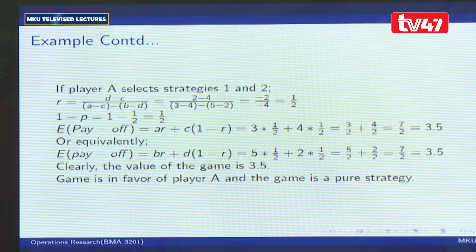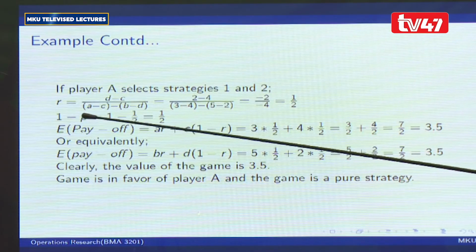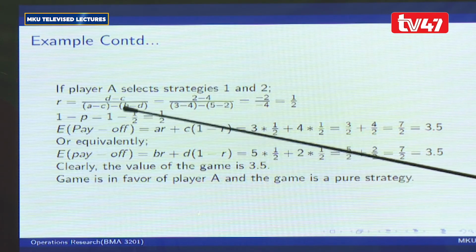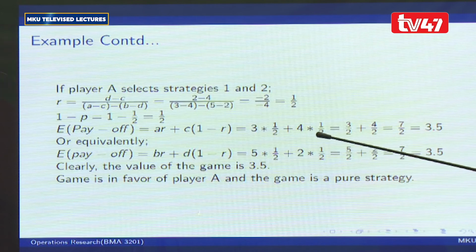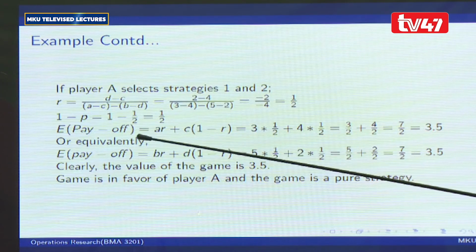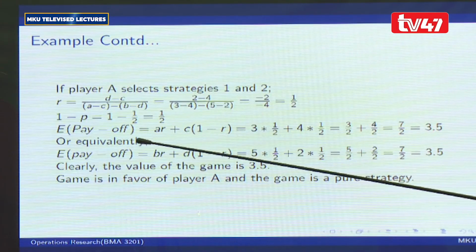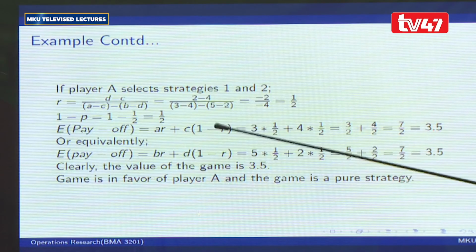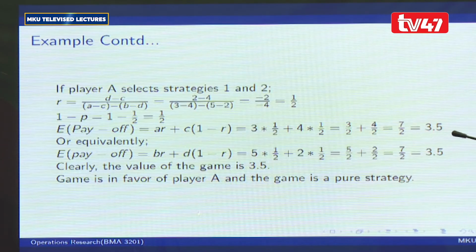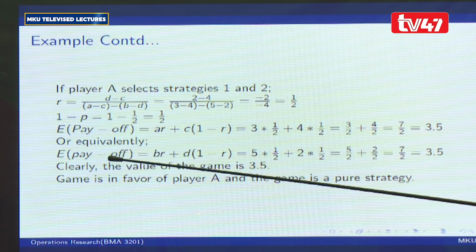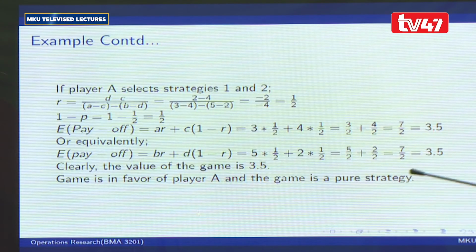Again, if we consider the strategy selected by player B, you'll notice that we can get R is D minus C over A minus C, B minus D, which gives you a quarter. Then 1 minus R is actually three quarters. Applying the same expression, A times R plus C times 1 minus R, you get 3.5. The other alternative, the second strategy, you get again 3.5.